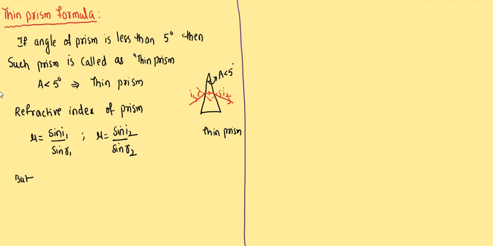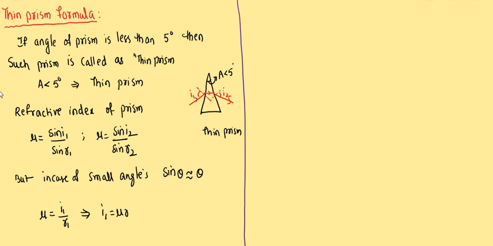But in case of small angles, we write sine theta as theta only. Then according to that, the equations will change like this. Nu is equal to I1 by R1 we write. From this, if you write the I1 formula, we will get I1 equals nu R1. This is equation 1 we can consider.